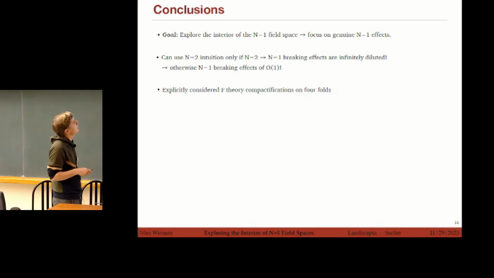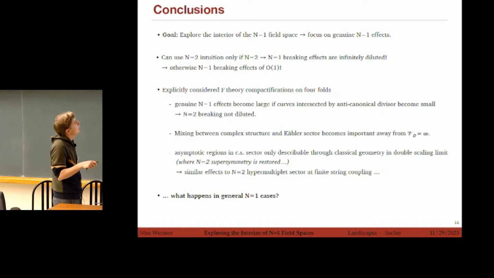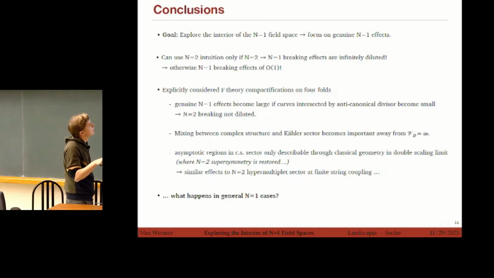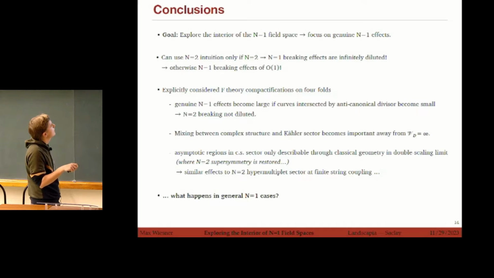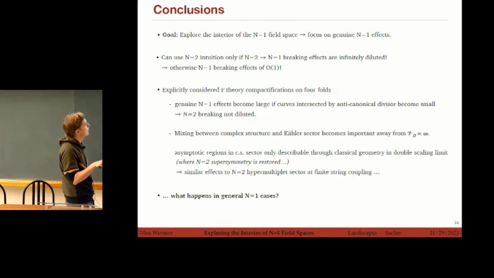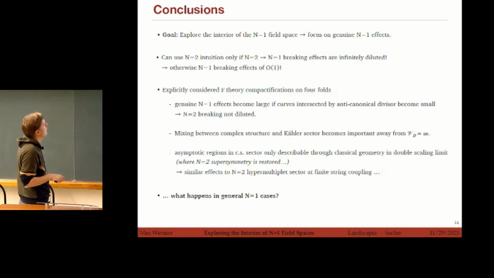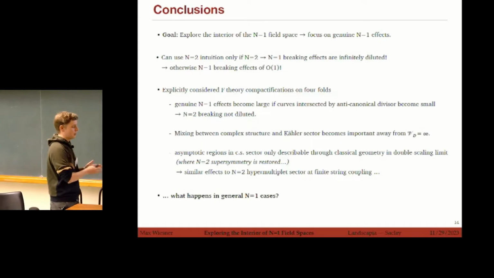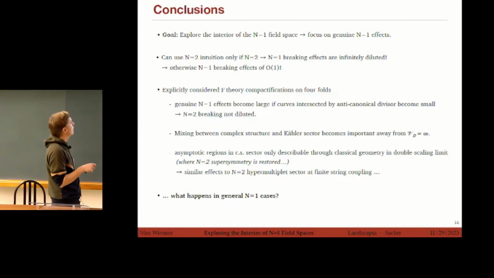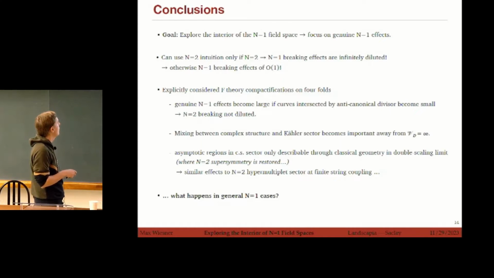I explicitly considered F-theory compactifications on fourfolds, where I first showed that the N equal to 1 effects become large if I actually have N equal to 1 curves. And that the mixing between the complex structure sector and the Kähler sector becomes important away from this large volume limit. In particular, asymptotic regions in the complex structure sector are only describable through the classical geometry in this double scaling limit, which is basically the same as what we observed with Fernando and Florent in the N equal to 2 hypermultiplet sector. But of course, these are still very special cases.